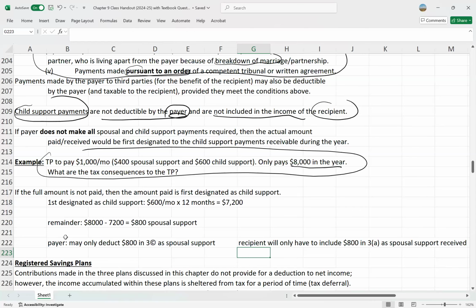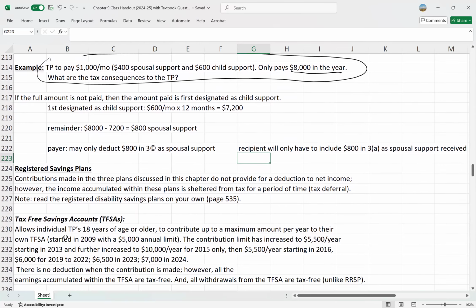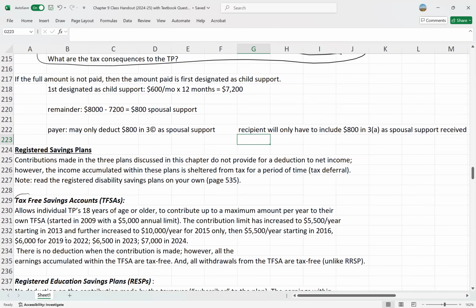We have quite a bit to cover tonight, so I'm just going to continue on and get through the next part before we take a break. So the next part talks about registered savings plans. Whenever you hear about registered plans, it means that it's registered with a bank or some sort of financial institution. That way, the bank or financial institution can keep track of all the payments into these registered savings plans. The first one is a tax-free savings account.